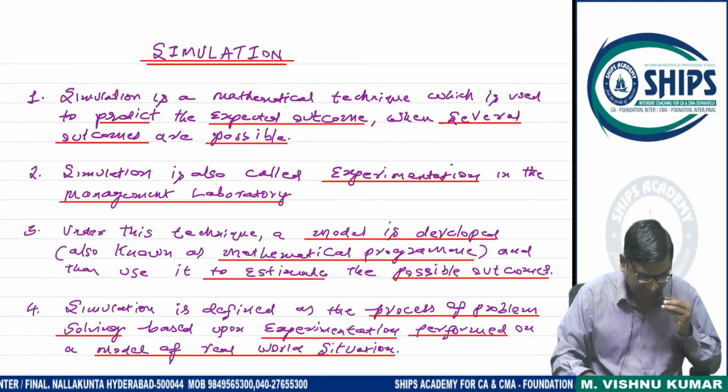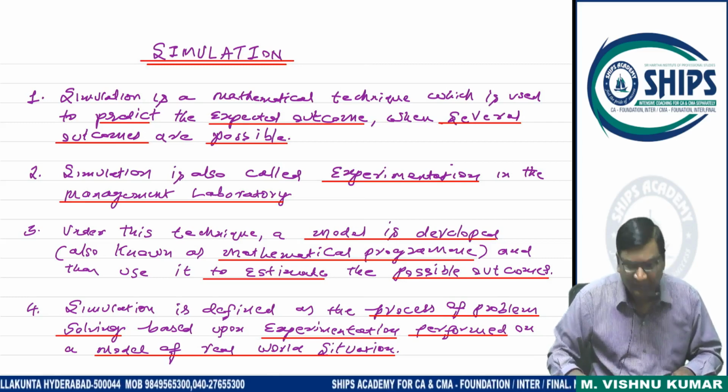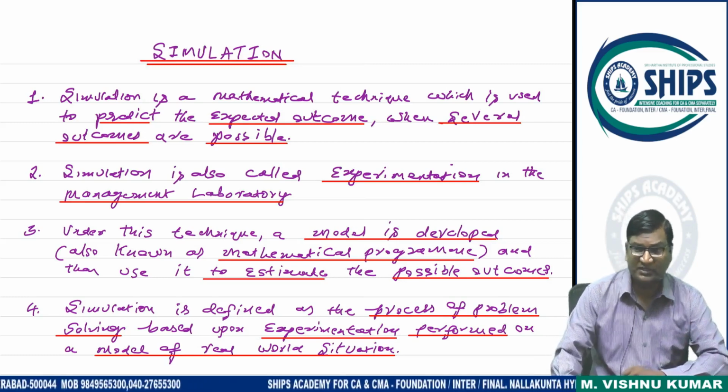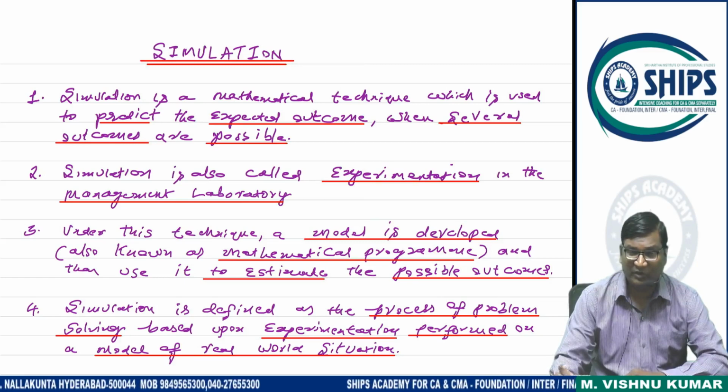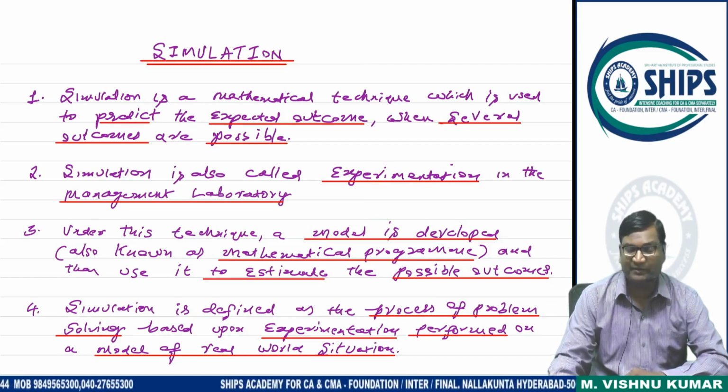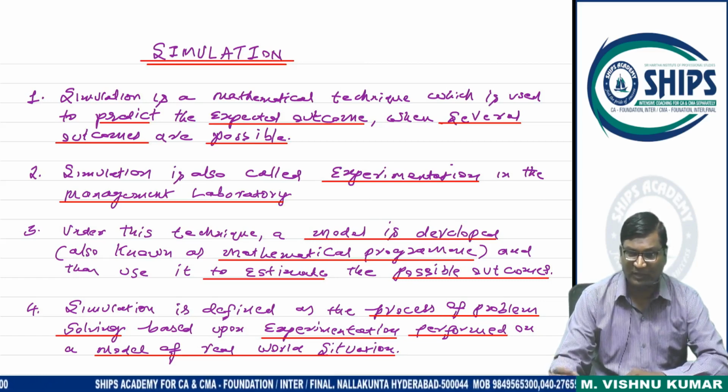Okay, your next topic is simulation. Simulation means what? Simulation is a mathematical technique. This technique is used to determine the expected possible outcome when various outcomes are possible. Means out of various outcomes, what is the expected value of a particular outcome? If the organization wants to determine the value of that expected outcome, then in that case they can use the simulation mathematical technique. So it is a technique of determining the expected value from different possible outcomes.